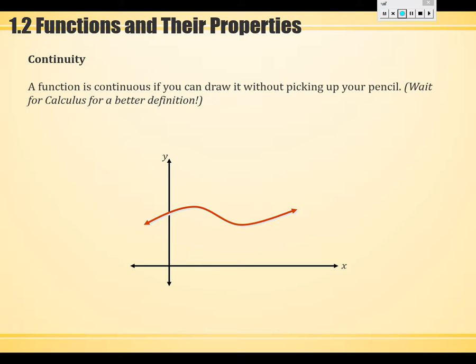It doesn't have to look like this necessarily. I should change my picture here, because it could also look like this, right? It doesn't have to be smooth necessarily. It could have sharp corners too. The point being, though, can you draw it with one stroke of the pen? That's how, I guess, we'll say it for now.